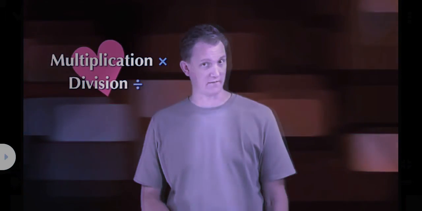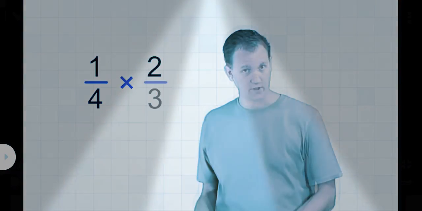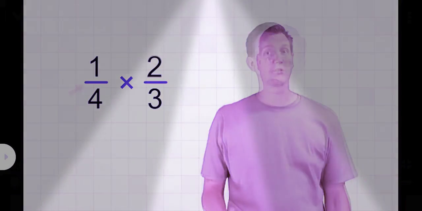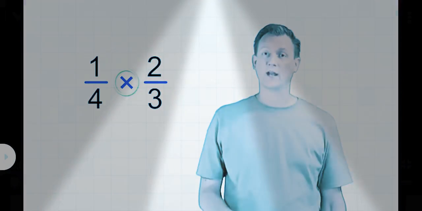Multiplying fractions is super easy. In fact, it's easier than adding fractions, and that's why we're going to learn it first. The reason is that fractions are really just division problems, and multiplication and division get along much better than addition and division. Since fractions are division, the problem 1/4 times 2/3 is the same as the problem 1 divided by 4 times 2 divided by 3. That means I have both multiplication and division in the same problem.